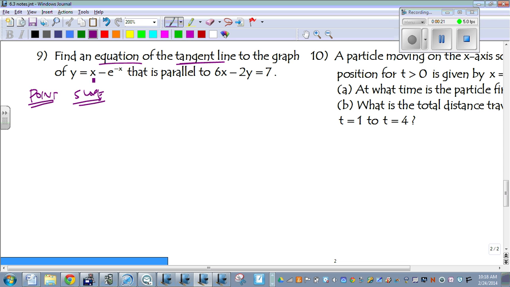Here we're given an equation, and we're told that the tangent line has to be parallel to this equation. Well, if it's parallel to this equation, that means the slopes have to be the same. So we can figure out the slope part from this equation. We solve this for y, so we get negative 2y equals negative 6x plus 7. Divide both sides by negative 2, we get 3x minus 7 halves. So right there, we know our slope has to be 3. Since they're parallel, it has to have the same slope. Our slope is 3.